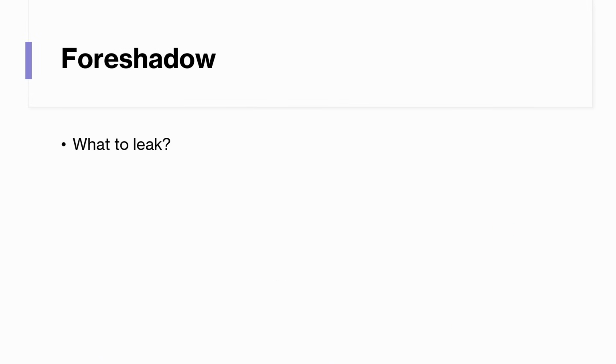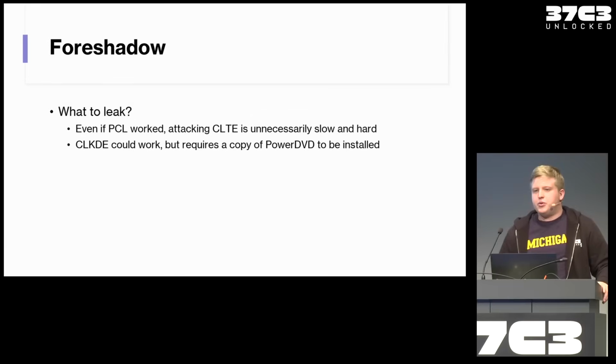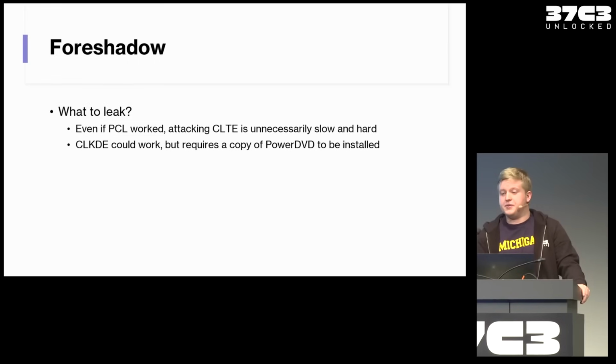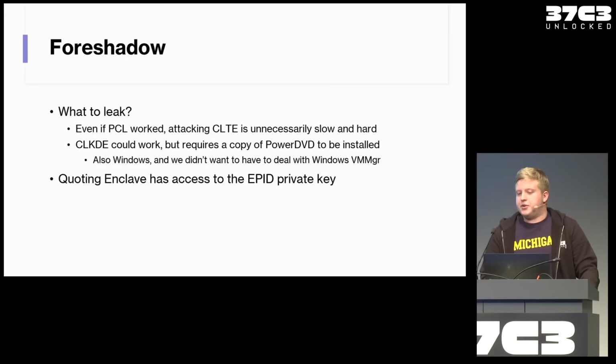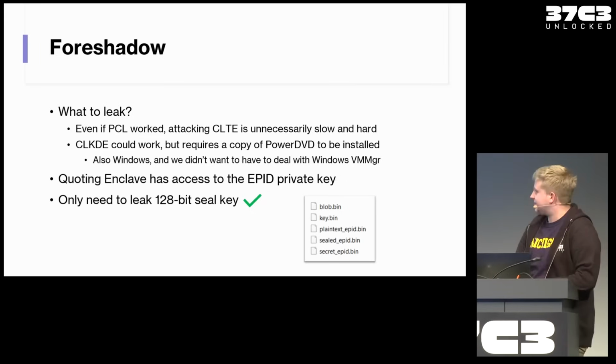But we have this Foreshadow leak, but what do we actually leak? Even if PCL was not undermined by Cyberlink themselves, attacking the enclave is unnecessarily slow and hard. We could attack CLKDE, but that requires a copy of PowerDVD and Windows to be installed on every machine we have to run the attack on. And we also didn't want to deal with the Windows virtual memory management. Much easier would be the quoting enclave, since, well, it has access to the EPID private key, and we'd only need to leak the 128 bits of the secret seal key. And that's exactly what we did.